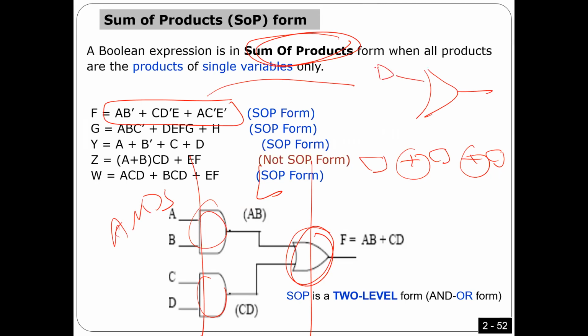And then how many ANDs do we have here? We have 3: 1, 2, 3. And then you can put the inputs here. This is how you can implement sum of product. So sum of product can be implemented using multiple ANDs and one OR, only one OR.